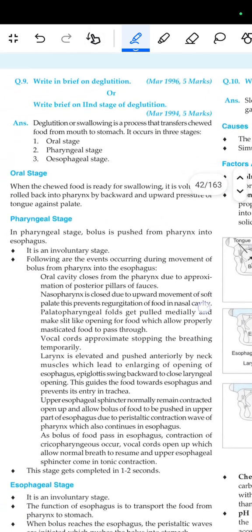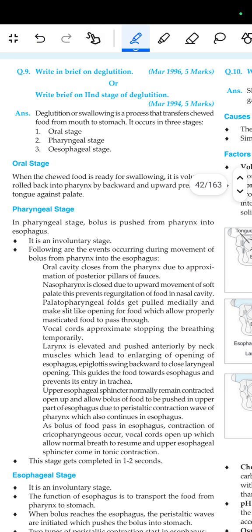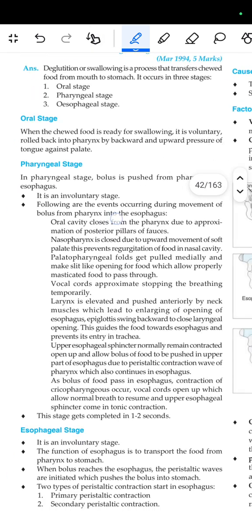Then comes: write in brief on deglutition. Write in brief on the second stage of deglutition. Deglutition, or swallowing, is the process that transports chewed food from the mouth to the stomach. It occurs in three stages: oral stage, pharyngeal stage, and esophageal stage.